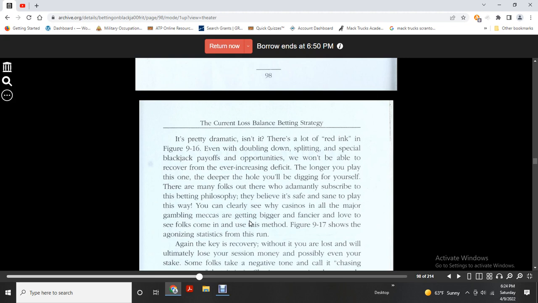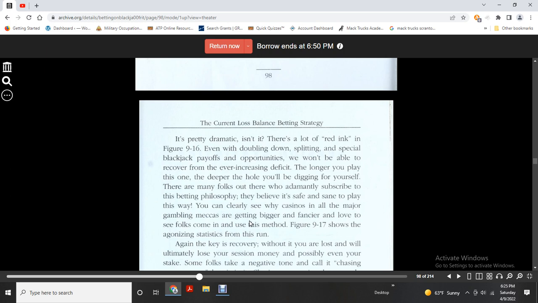It's pretty dramatic, isn't it? This is a lot of red ink in figure 916. Even the double downs, splitting, and special blackjack payoffs won't let you recover from the ever-increasing deficit. The longer you play this way, the deeper the hole you dig for yourself.